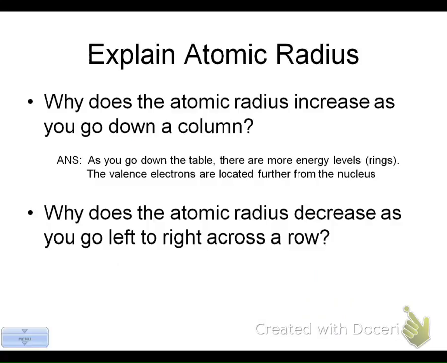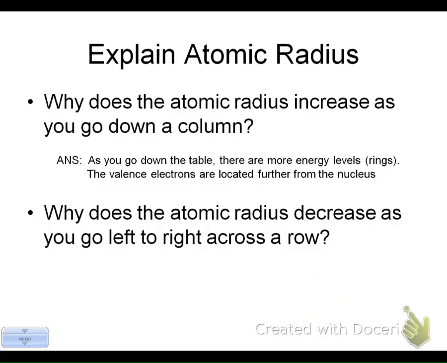Then a little harder question is, why does the atomic radius decrease as you go left to right across the row? This is going to have very little to do with how many energy levels you have. This is going to have more to do with the charge on the nucleus and the amount of shielding that the valence electrons have to go through to quote-unquote see the nucleus. As you go from left to right across the row, the effective nuclear charge is going to increase. Very simple, the atomic number is increasing. You're adding protons to the nucleus as you go across a row, so it's getting more positive.